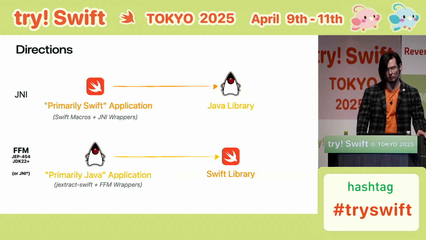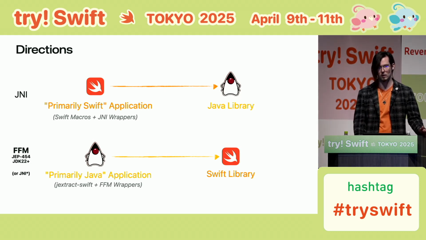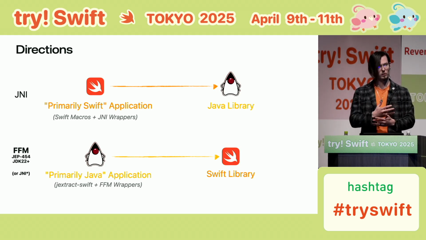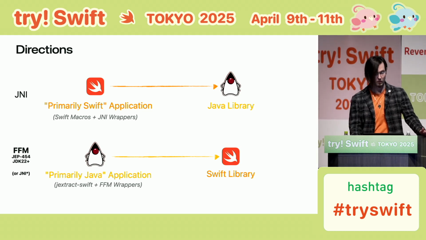There are two directions to this interop. Primarily, a Swift application trying to call into some existing Java library, or a primarily Java application calling into an existing Swift library. You can see it's kind of an inverse story, and the use cases are very different. But it's part of the same interoperability story.